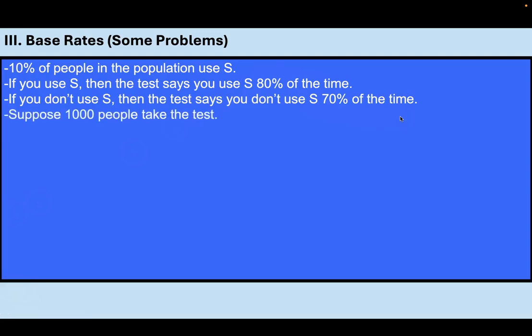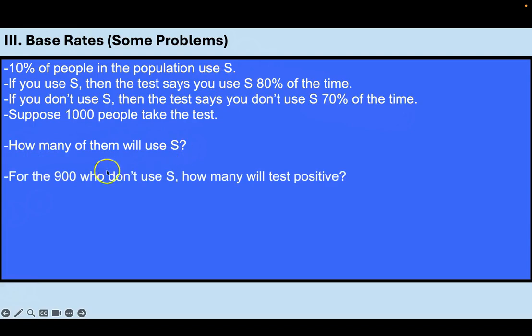Now, suppose 1,000 people take the test. How many of them are actually going to be steroid users? Well, we said 10% of people use the steroid, so 1,000 people take the test, it's going to be 10% of 1,000. For the 900 who don't use the steroid, how many of them will test positive?